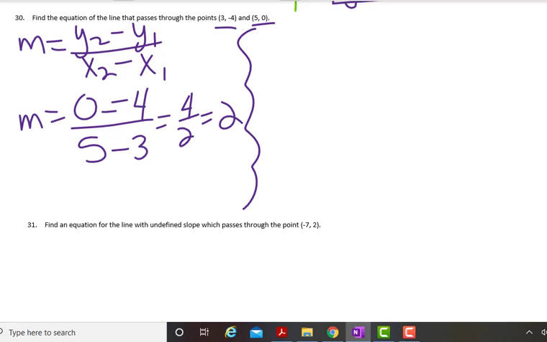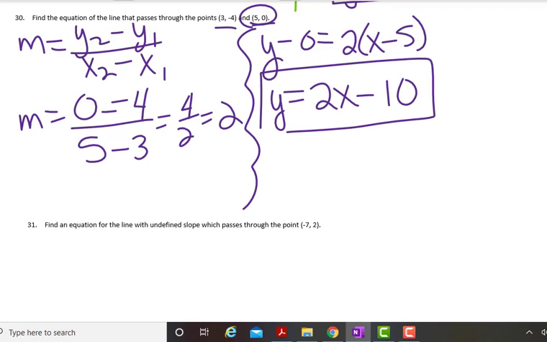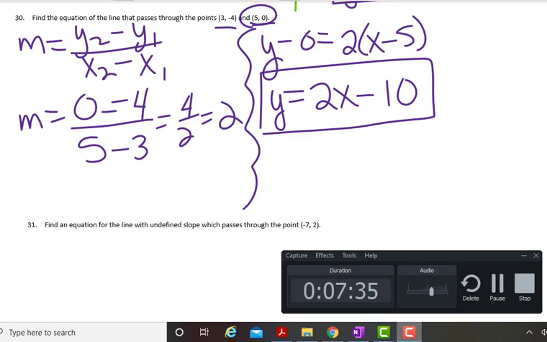So I'm going to go ahead and use point slope form. And you can use either point. I'm going to use 5, 0. So I'm going to have y minus 0 is equal to my slope times x minus 5. Solving for y, I get y equals 2x minus 10. And that is the answer to my equation. We're finding an equation that goes through the points 3, -4, 5, 0.